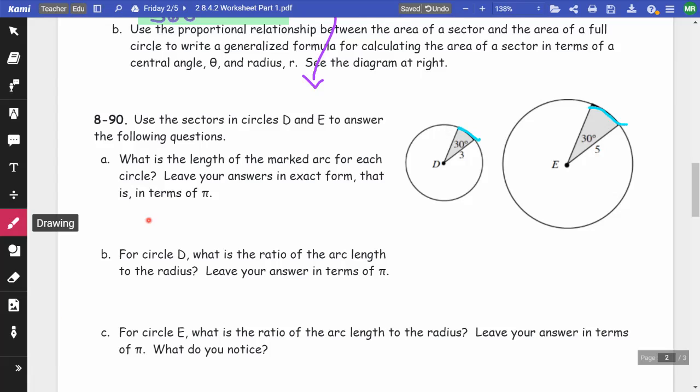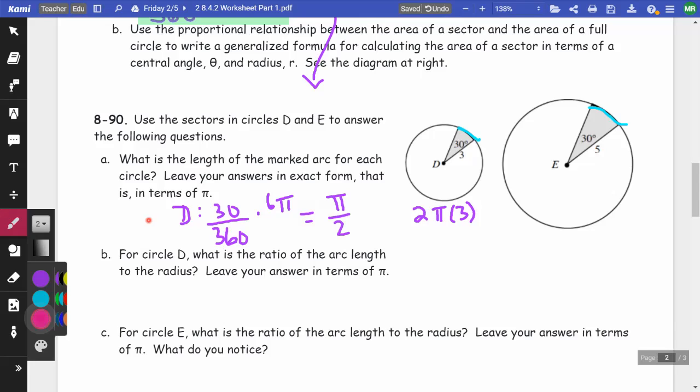So if I'm looking at D, for D, this is for D, and I'm looking at the crust, I'm gonna have 30 out of 360 times my circumference, which is going to be 2 pi r, which is 6 pi. I'm going to clean that up, so when I do that math, I end up with 0.5. I'm going to leave it as 1/2 or pi halves is what I ended up getting, okay?